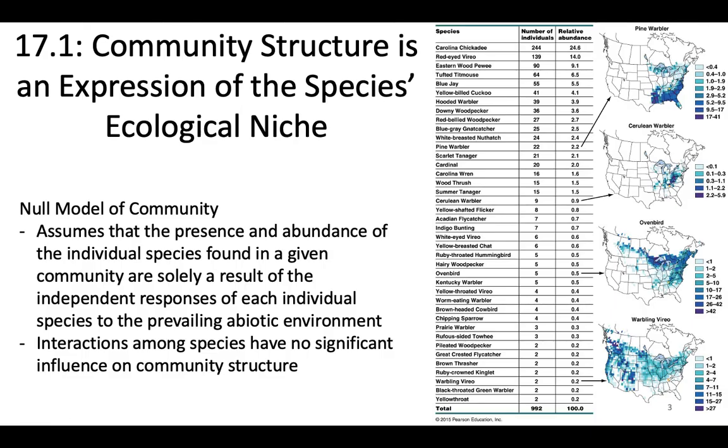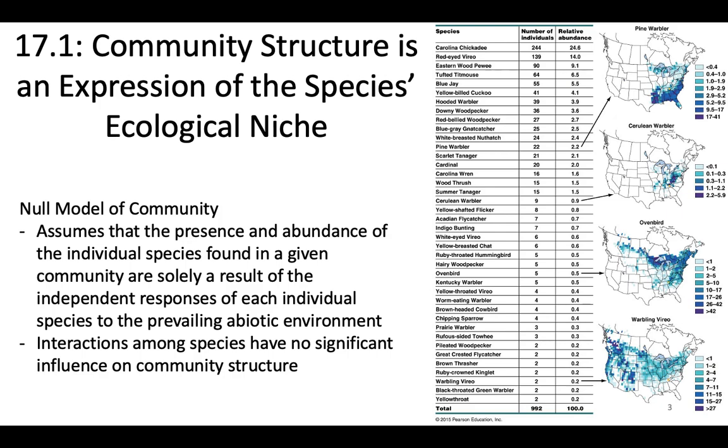So let's talk about this null model of community idea. This assumes that the presence and abundance of the individual species found in a given community are just a result of the independent responses of each individual species. This is very much in line with the individualistic idea of community that I talked about in the last lecture.